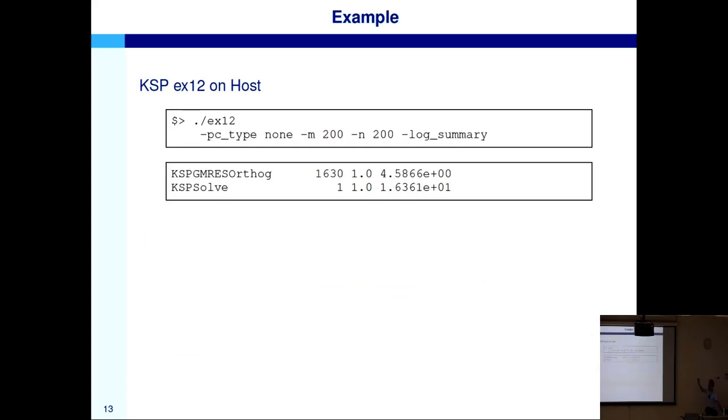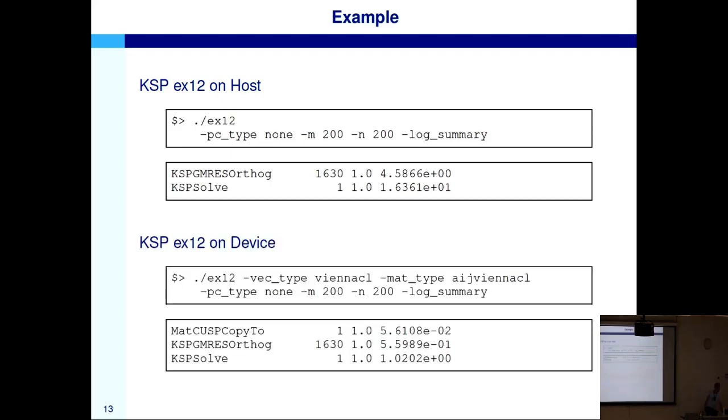Okay, so let's turn the preconditioner off. Now all of a sudden it takes 16 seconds for the solve. But now you can run it on the GPU, and now all of a sudden your KSP solve only takes 1 second, and bam, you have a 16x speedup. And everything is fine, right?